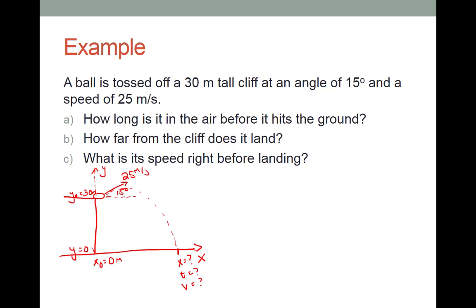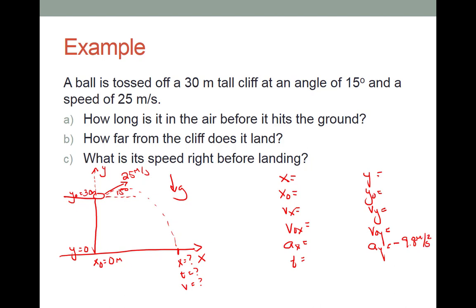Now, the next step is to write the grocery list. So let's start thinking about our grocery list. I forgot to put gravity into my drawing. There it is. Okay, acceleration is negative 9.8 meters per second squared. Downward in the y direction only. Horizontal acceleration is 0.